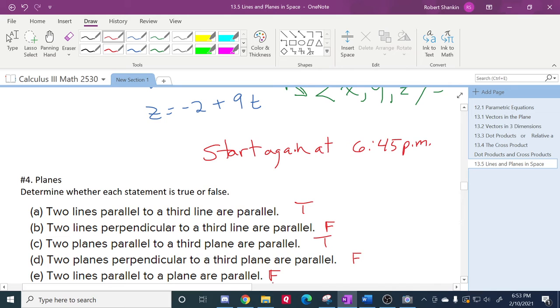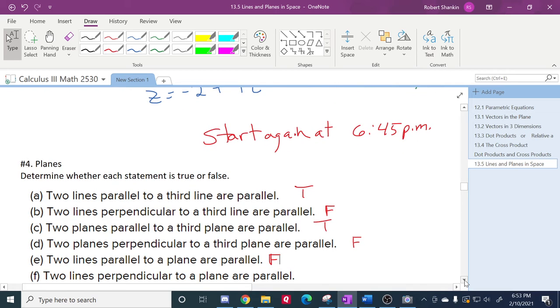Starting to get this sense of three space, and what we need is developing some important intuitions here. Alright, and two lines perpendicular to a plane are parallel.